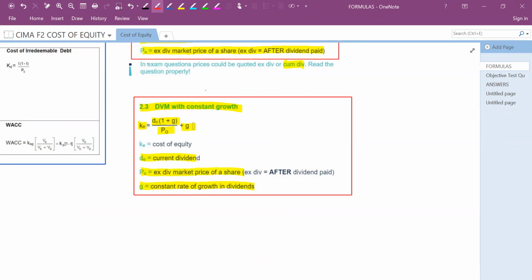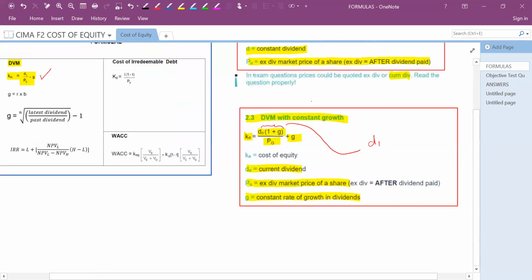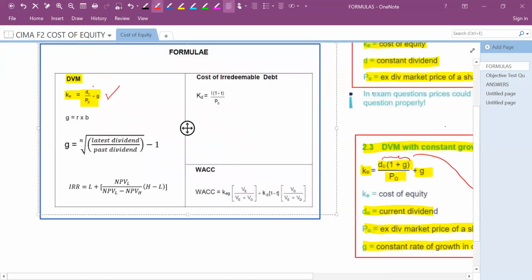Okay, now the D0 multiplied by 1 plus G, that's effectively the dividend in 1 year's time. Yeah, the current dividend, D0 multiplied by 1 plus the rate of growth. So if that growth was 5%, it would be D0 multiplied by 1.05. We'd expect the dividend in a year's time to be 5% higher than it is now. And that D1 effectively is what you've got on the formula sheet. Yeah, so this little D1 here is D0, 1 plus the rate of growth in there as well.